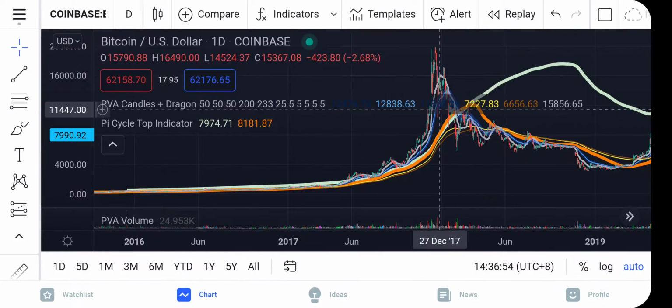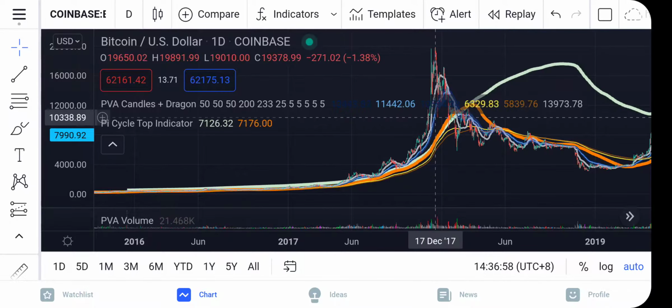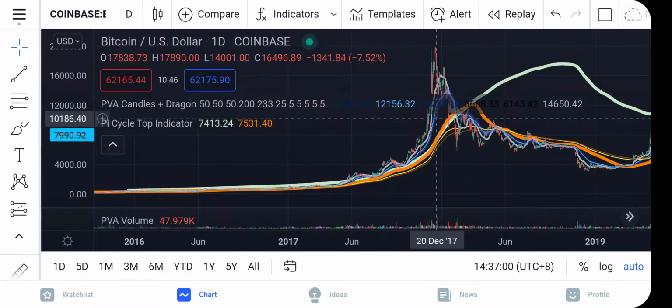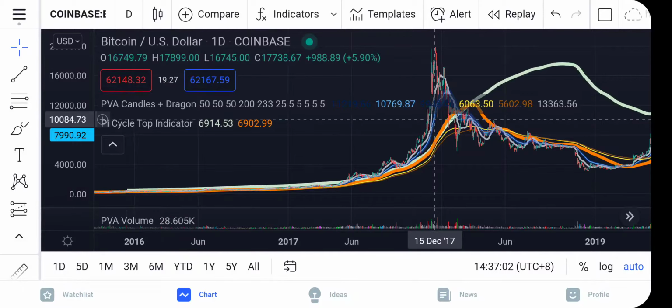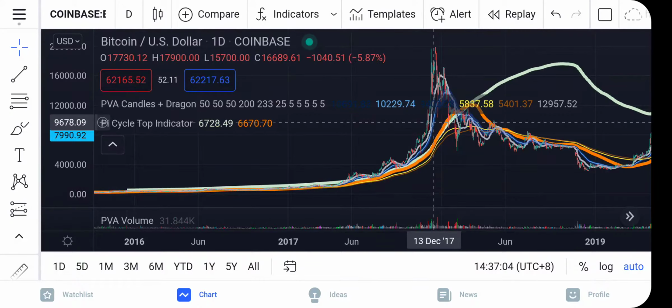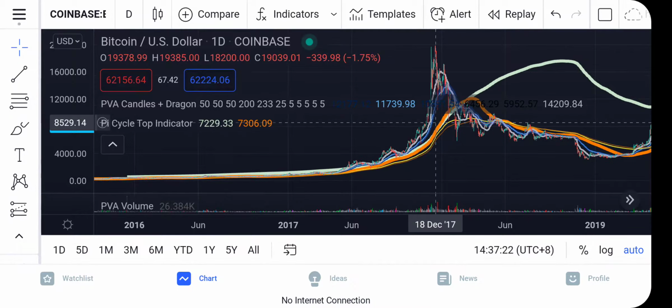It was actually December 17, 2017, when it reached 20k. So it was the all-time high until that year. And what happened there is that from there price went down again.